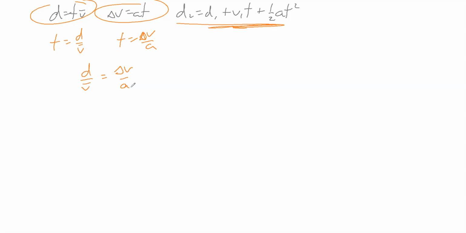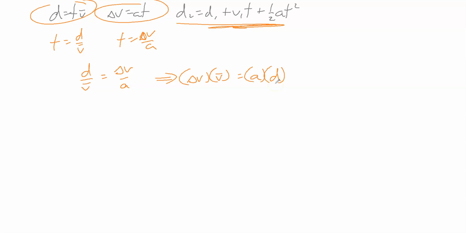The first thing I'm going to do is flatten this thing out. Fractions generally suck. So I'm going to cross multiply. I'm going to just take this and move it over here. If I cross multiply, it would be the delta v times average v is going to be equal to a times d, something like that.